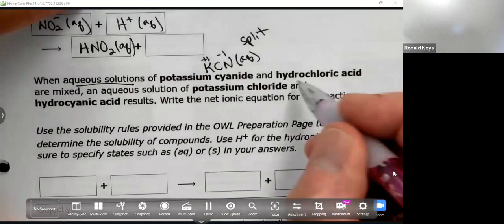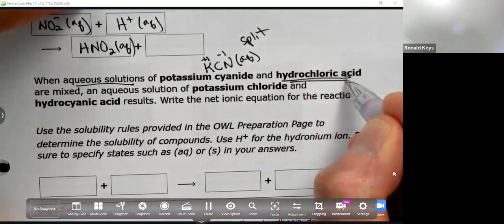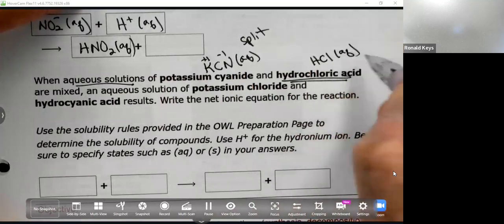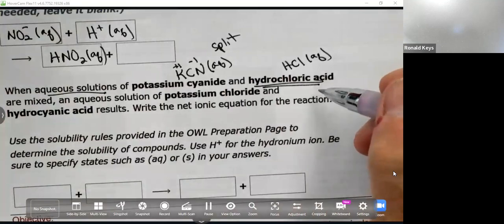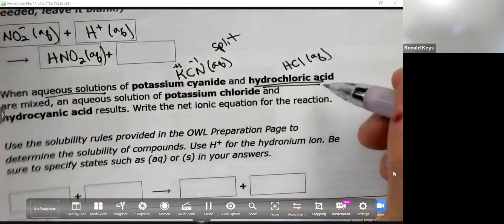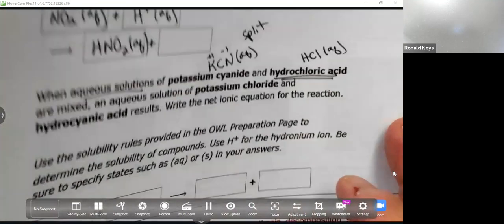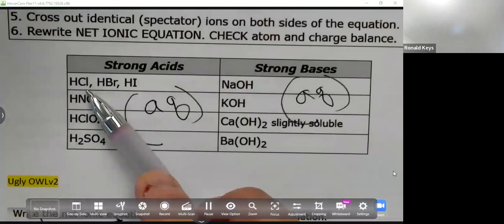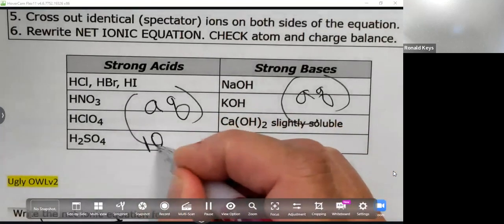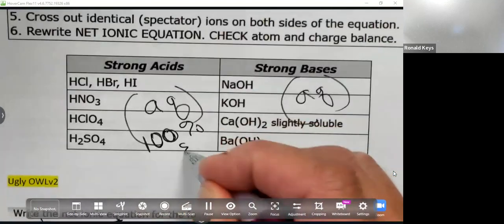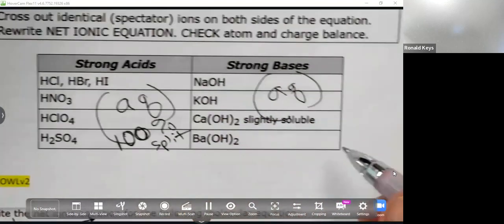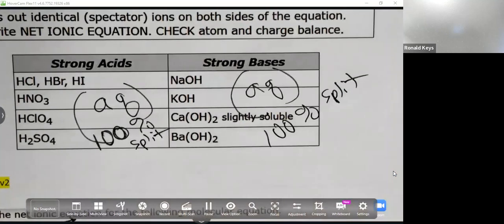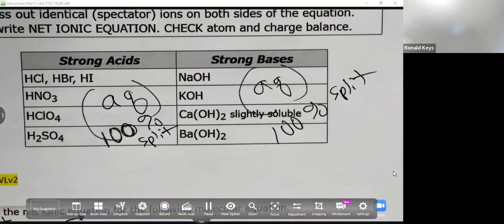Hydrochloric acid. What's the formula for hydrochloric acid? HCl. We know it's aqueous. It's in water solution. Are we going to split it up? If you don't know for sure, go to your chart here. If it's on the strong acid list, we split it up. Those right here are going to be 100% split. If it's on this list, split it up 100%.